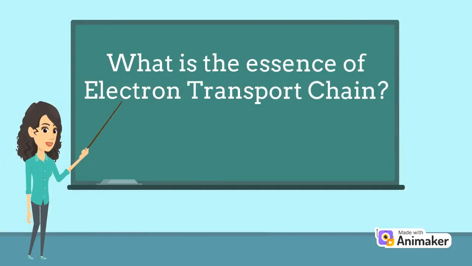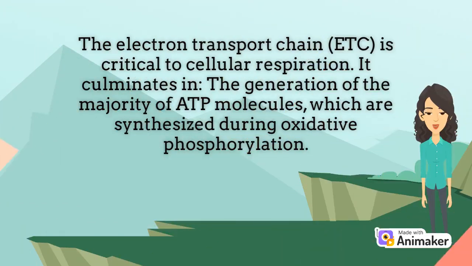What is the essence of the electron transport chain? The electron transport chain is critical to cellular respiration. It culminates in the generation of the majority of ATP molecules, which are synthesized during oxidative phosphorylation.